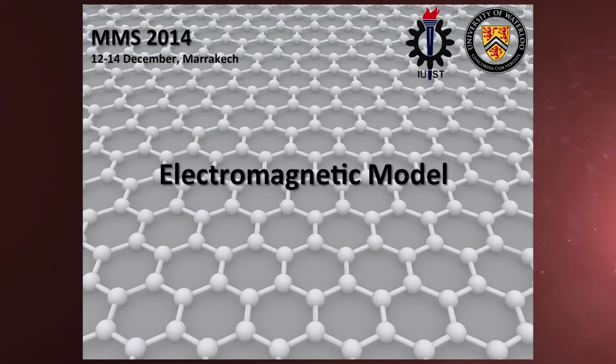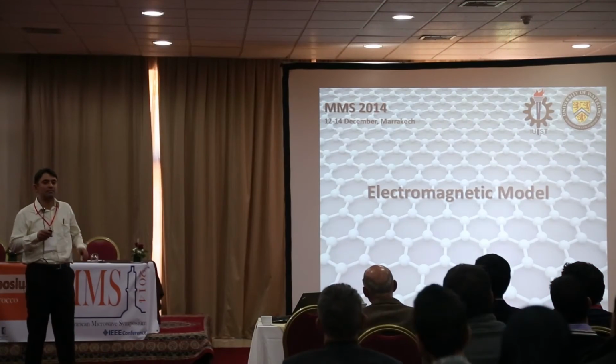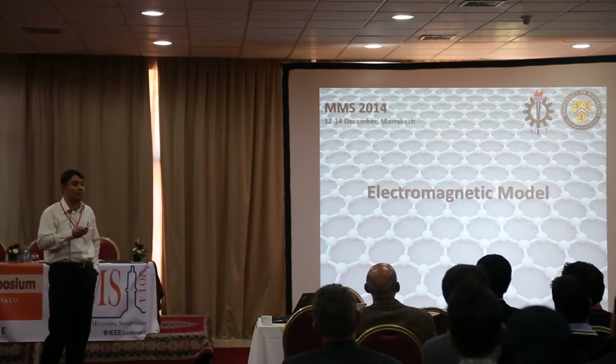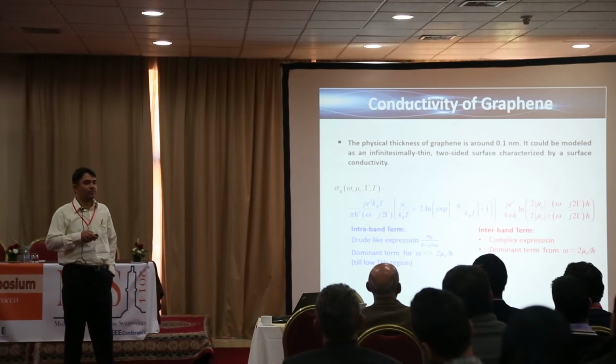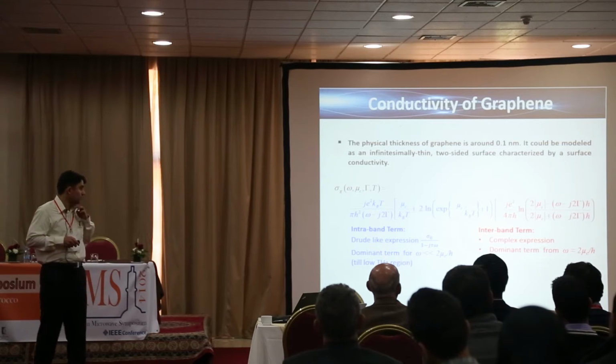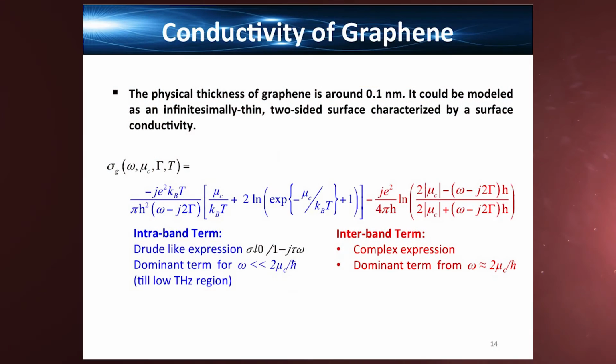But the question now is, we will see what is the electromagnetic model of graphene. In the field of electromagnetics, the physical thickness of graphene is extremely fine. I mean, the thickness of graphene is one carbon atom dimension, which is around 0.1 nanometer. So it can be fairly modeled as a zero thickness, two-sided surface in the problems, and characterized by surface conductivity.